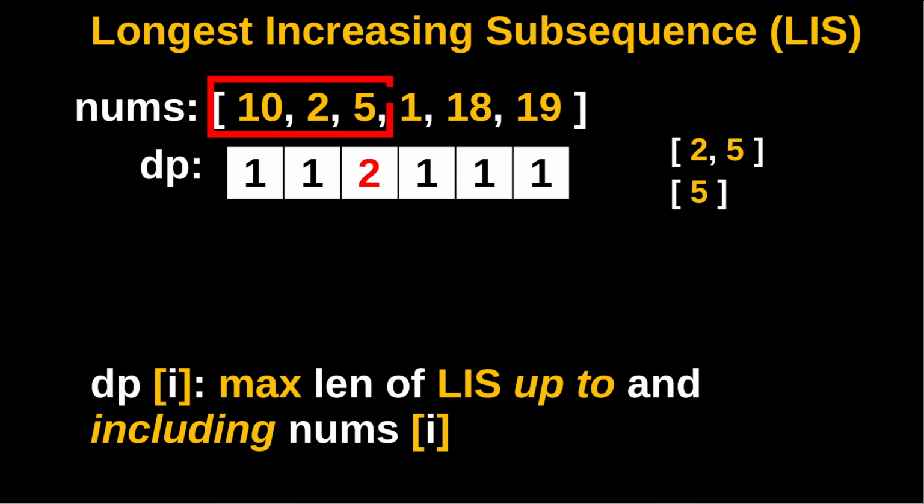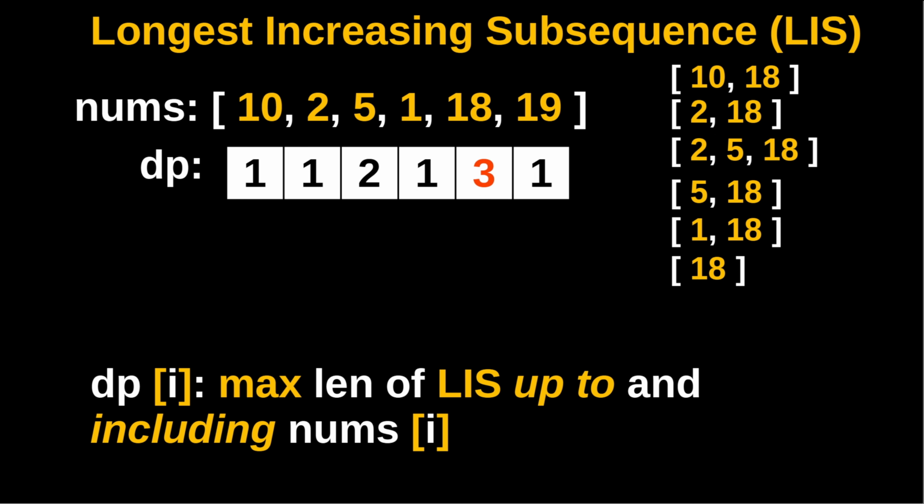Now let's take a look at this part of the array. The 2 increasing subsequences here are 2, 5, or 5 by itself. So the maximum length of the increasing subsequence here is 2. What about this part of the array? Remember, dp sub i needs to store the sequence that includes num sub i. The only increasing subsequence that includes 1 here is only the array 1. So the longest increasing subsequence here is 1.